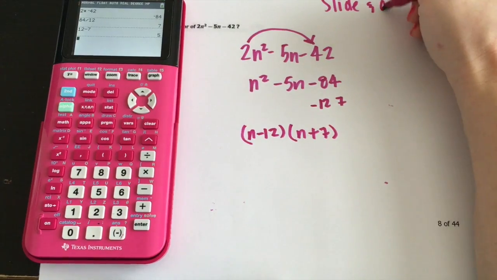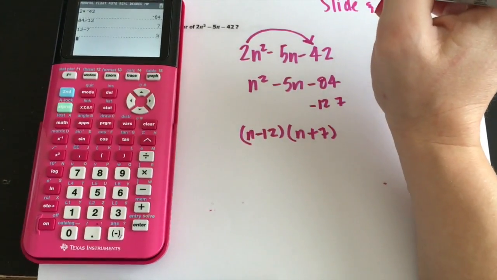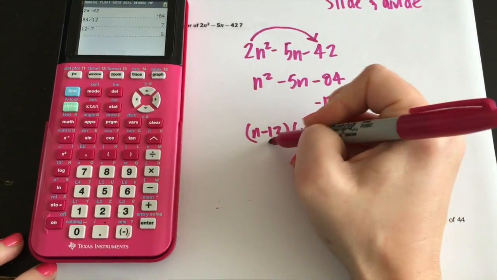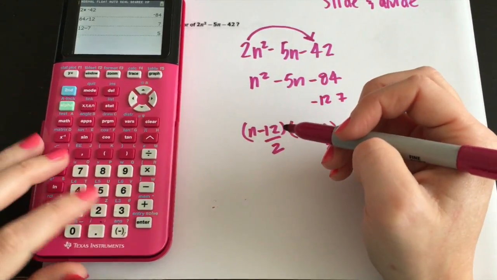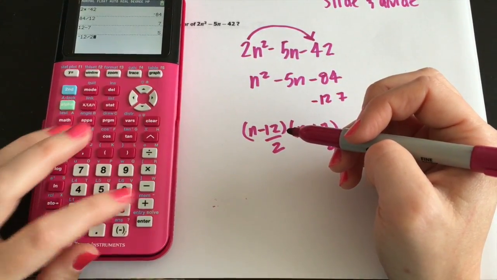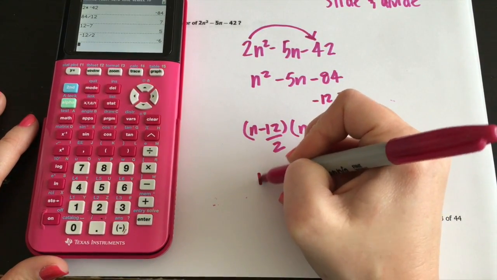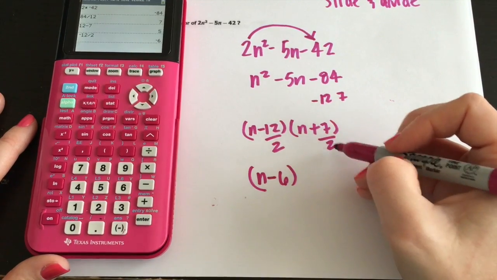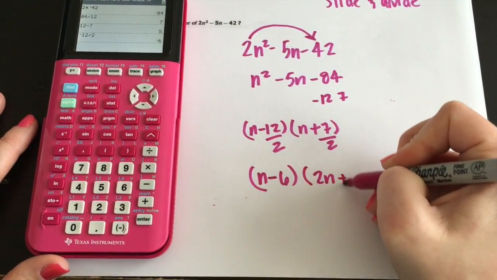Now it's called slide and divide. I slid it, now I have to divide by it. So I'm going to divide by 2, divide by 2. Here, a negative 12 divided by 2 is a negative 6. So here it'll be n minus 6. And then you can't really do this. So you're left with 2n plus 7.